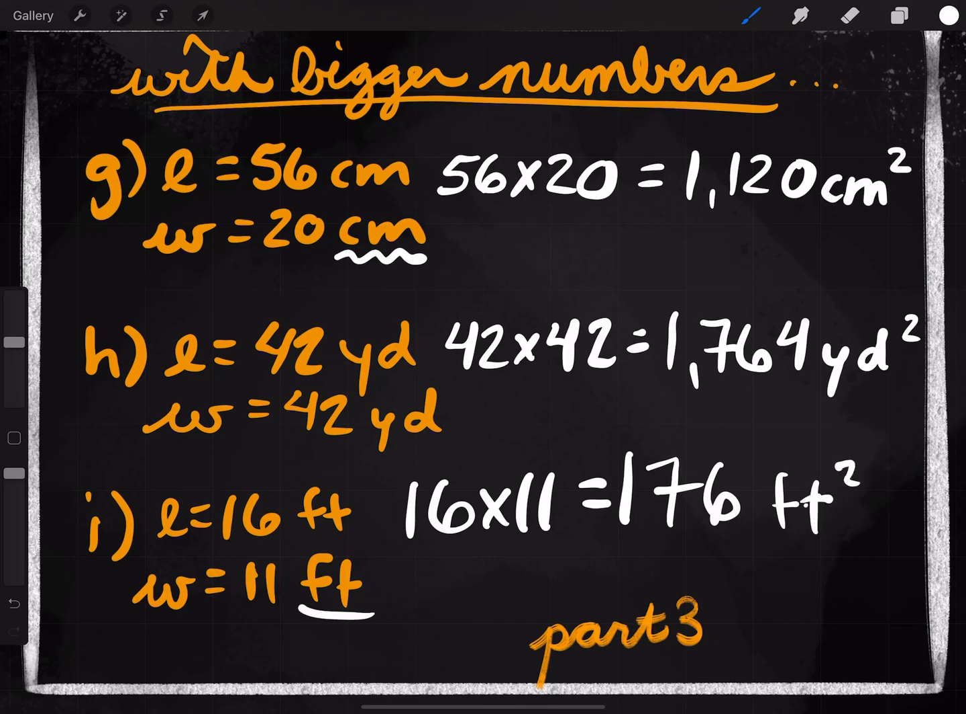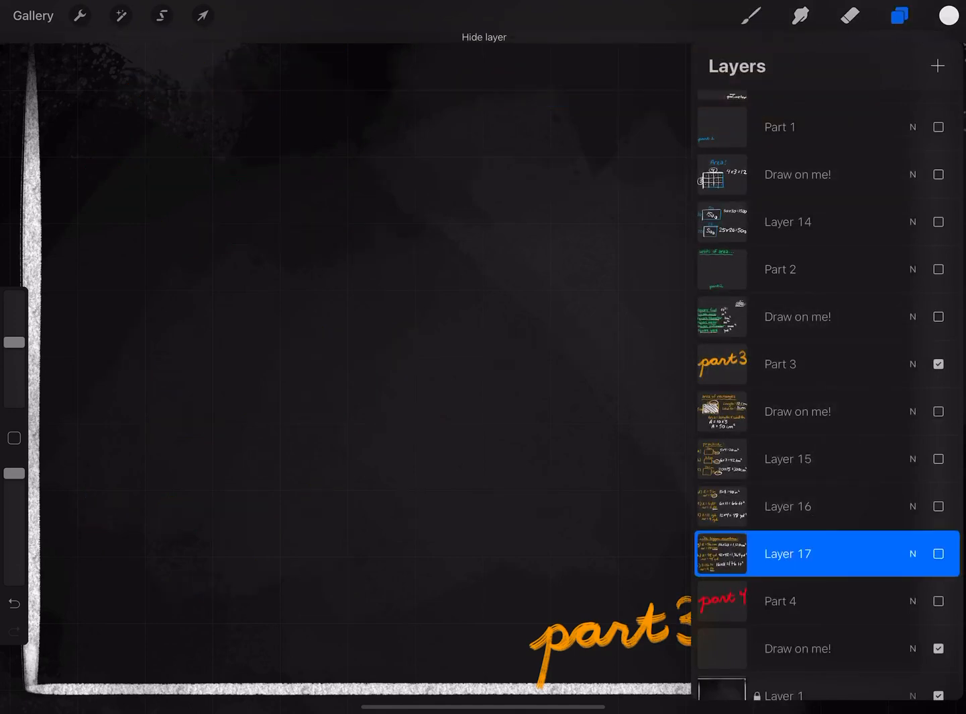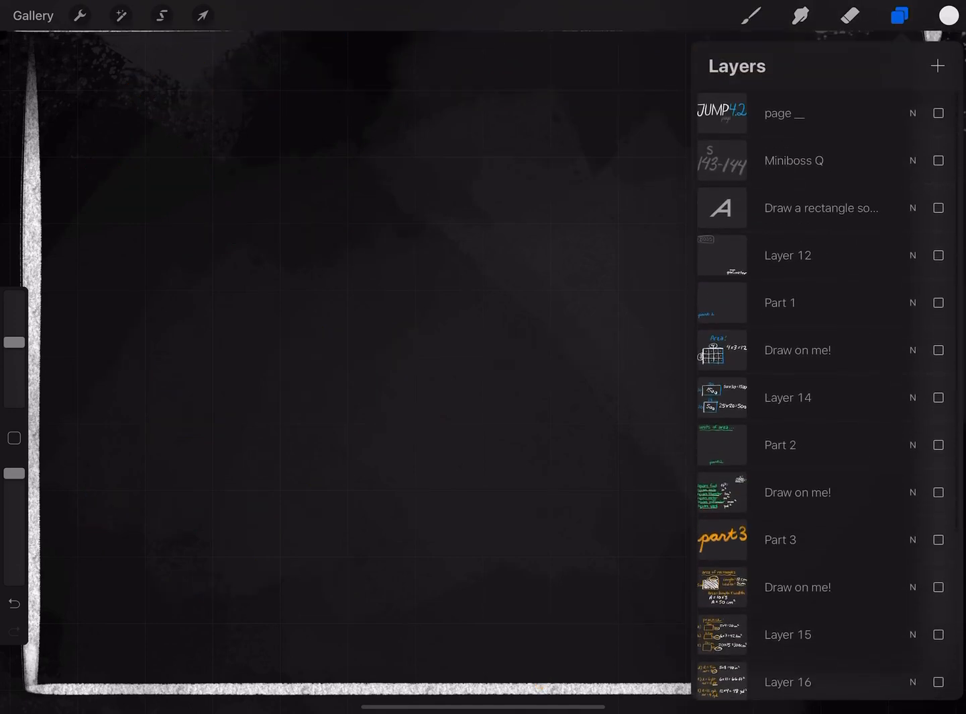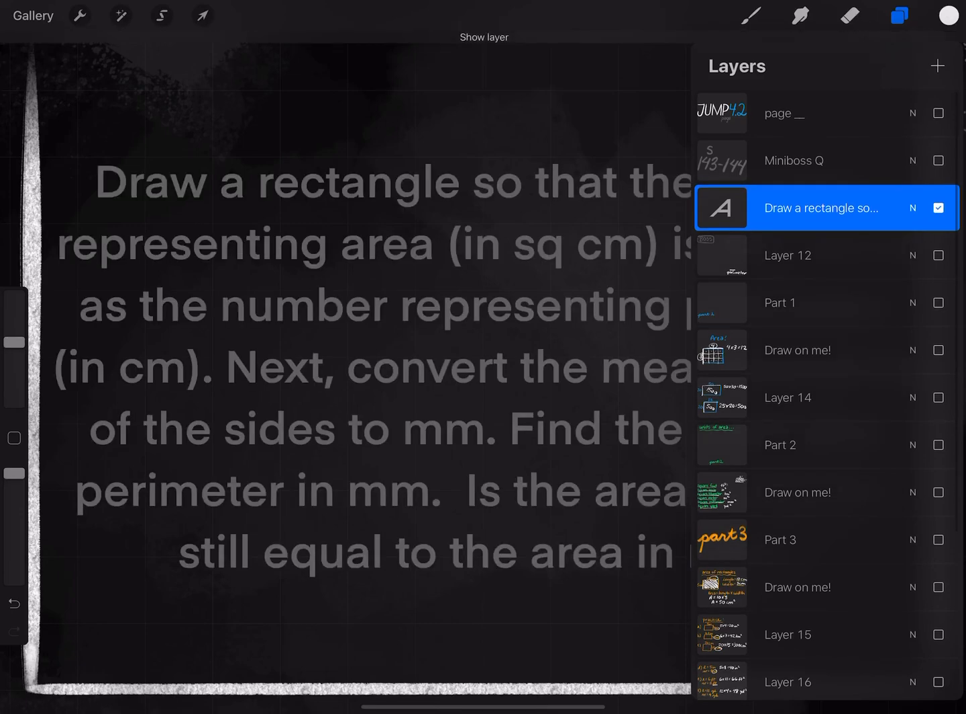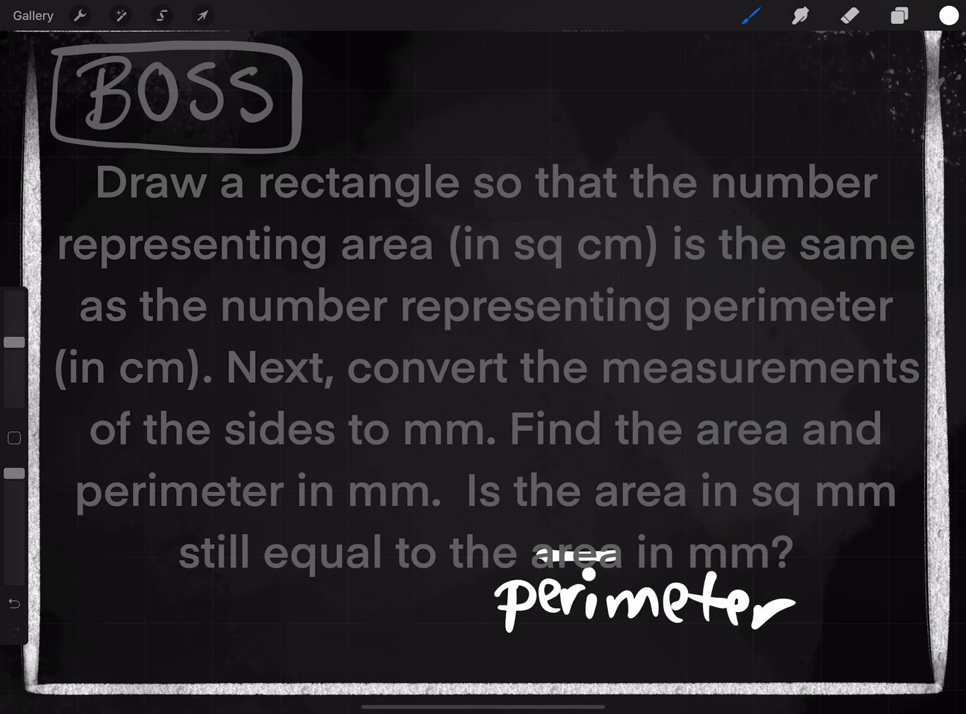All right, that is it for our lesson today. Please give the boss a try, and then write down when you've completed your questions in your jump book so that I can see when your work is done.